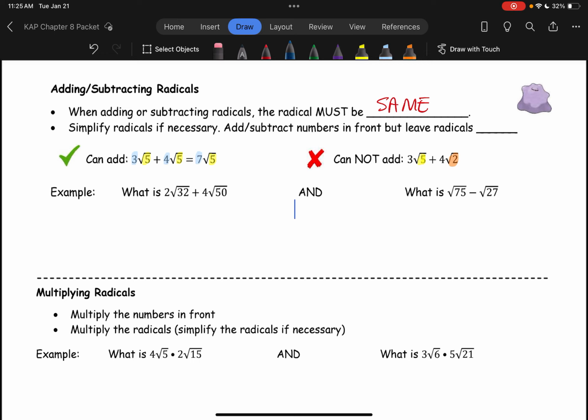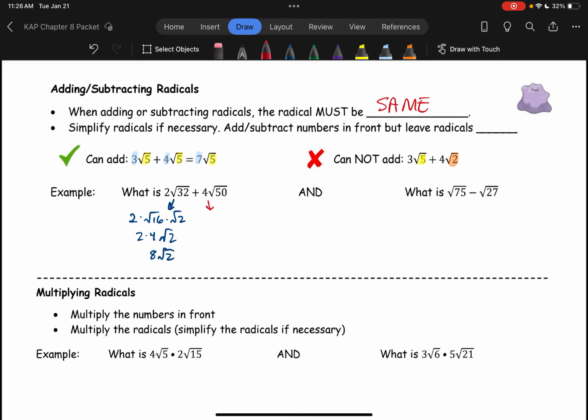So it says, what is 2 square root of 32 plus 4 square root of 50? Well, let's break this one down. We're going to simplify the square root of 32 using the method that we just discussed. I can break this down into 2 times the square root of 16 times the square root of 2. I know 16 times 2 gives me 32. Now, we understand the square root of 16 is just 4, and we're left with square root of 2. 2 times 4 is 8, so 8 root 2 is what this simplifies to.